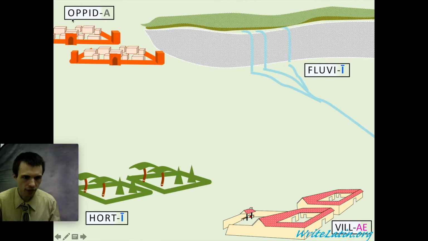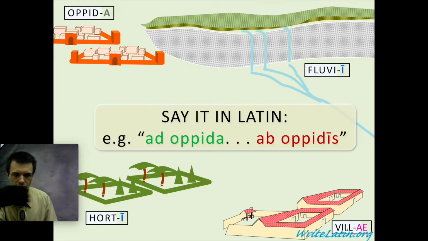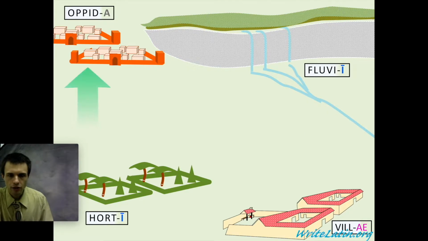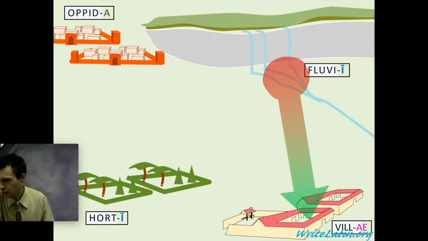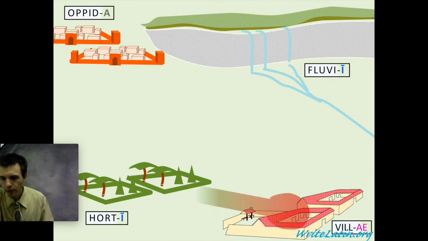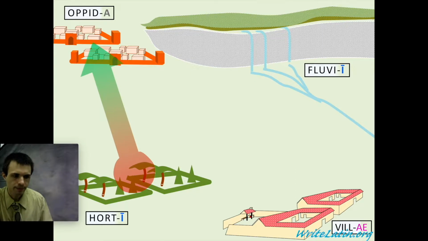Hopefully you remember these. So we've got some towns, some rivers, some villas, and some gardens. So first let's do place to which, and then place from which. Ad oppida, ab oppidis, ad fluvios, ab fluviis, ad villas, ab villis, ad hortos, ab hortis, ad oppida.